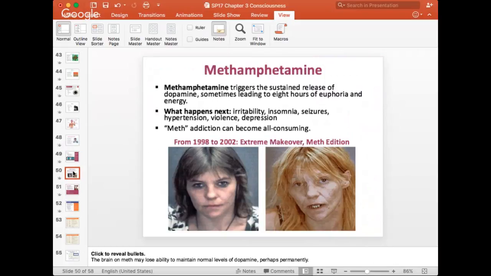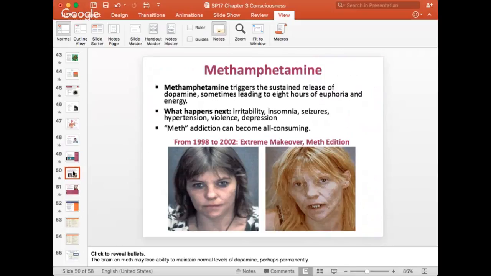What happens with methamphetamine, the crash symptoms are so much more severe. I mean, they're very severe: irritability, insomnia, seizures, hypertension, violence, and depression. And also, the addiction to meth versus cocaine and some of the other things is so strong and so quick because you're doing so much damage and so much rewiring to your body immediately.